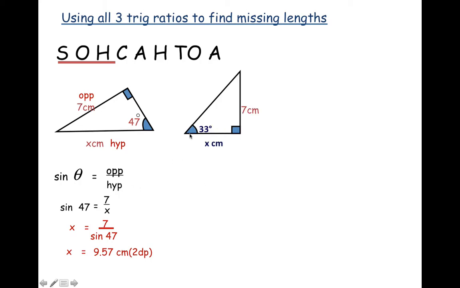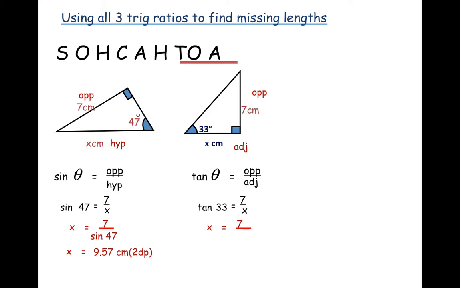Now this time I've got my relationship as opposite and adjacent. So which one of these has opposite and adjacent? Well, it's my TOA, or my tan relationship. So write that down, plug it in, work it out. My unknown's at the bottom again, so I need to swap. Type it into your calculator as 7 with the division symbol, tan 33, and you get an answer.